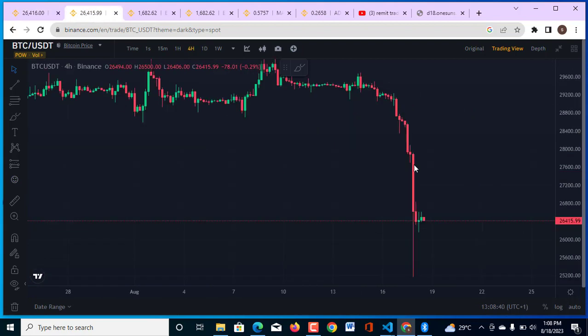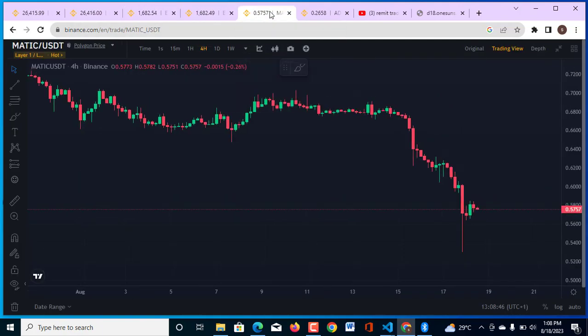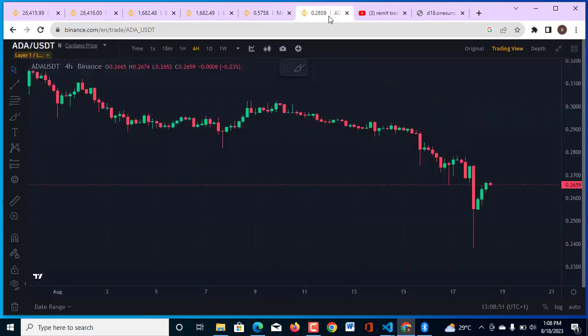And on the 4-hour chart, the market has dropped right down. ETH 1-day chart right here, and the 4-hour chart. I'm going to also look at Matic. What is the market going to do? The market is going to go back down a little bit before a retracement, and also on ADA. All of these and more in this analysis.